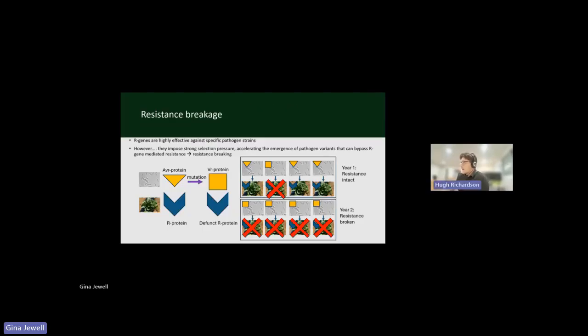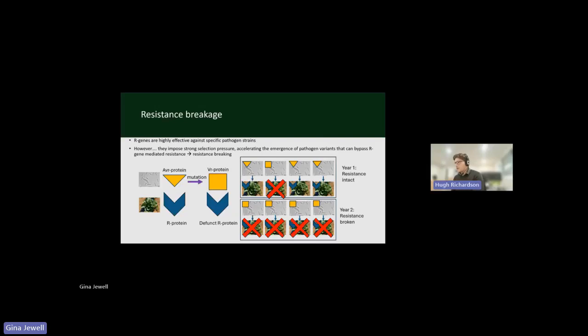Now, R genes, so major resistance, it's very effective against specific pathogen strains, but in having such a strong resistance, you do create strong selection pressure for resistance breaking. And this accelerates the emergence of new pathogen variants that then overcome your R genes and make your resistance defunct.